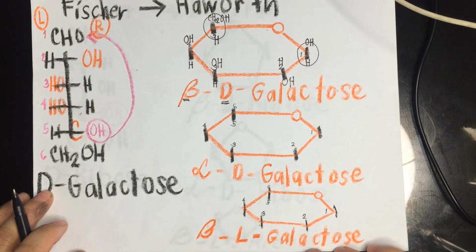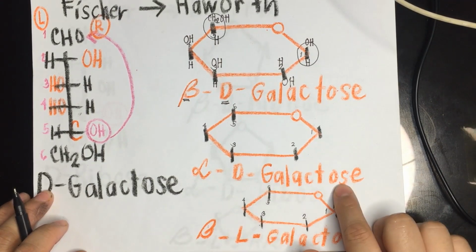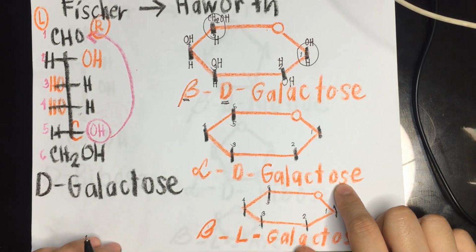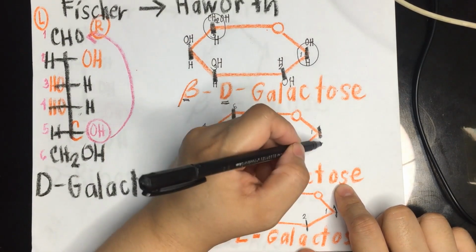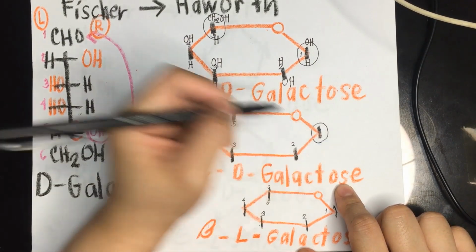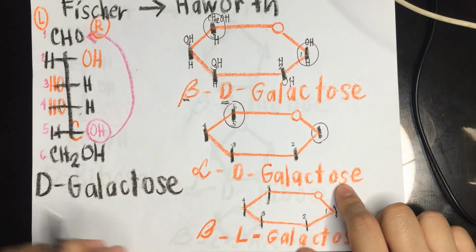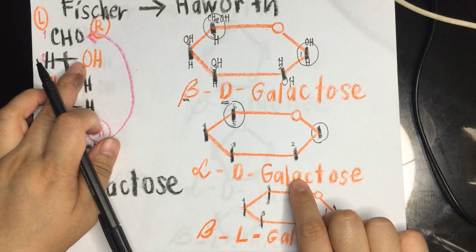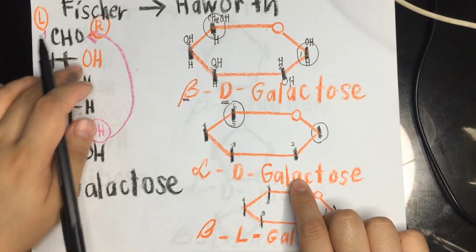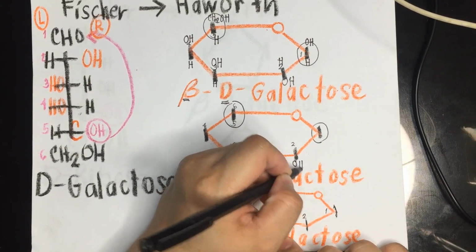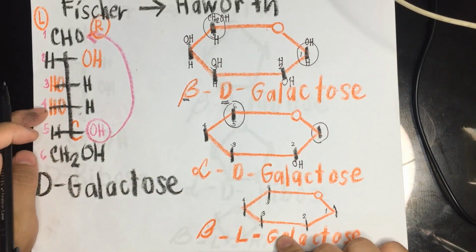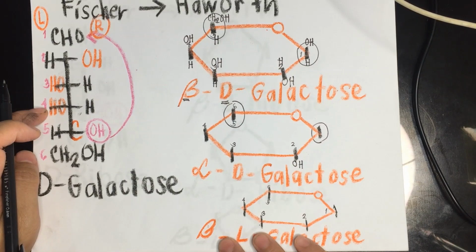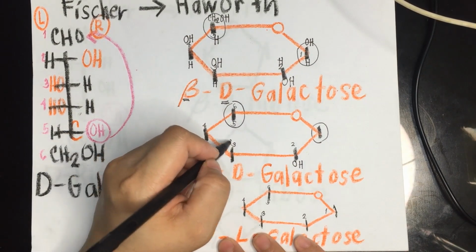Next, let us answer the alpha D galactose. So, for our alpha D galactose, this will be the last one that I will answer. So, I will start with carbon number 2. It is on the right side, therefore, I'm going to place it below. Then, carbon number 3 and carbon number 4, it is placed on the left side, therefore, I'm going to put it on top.